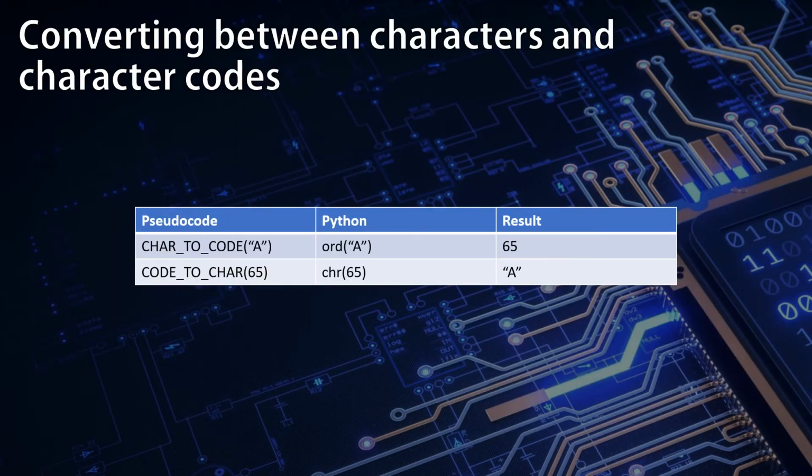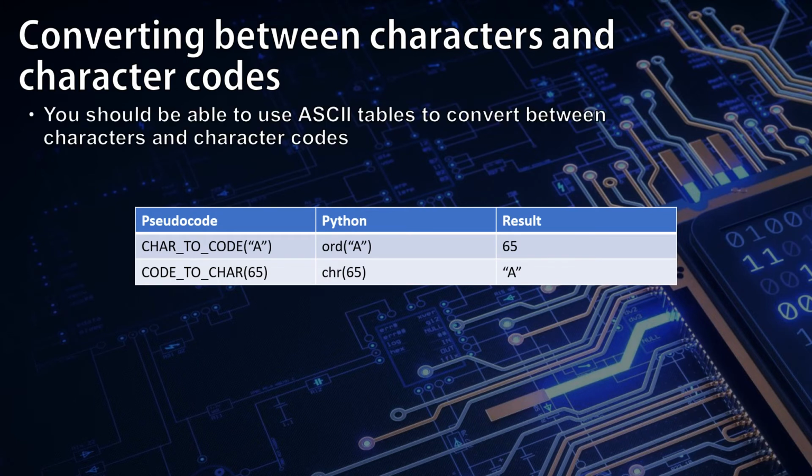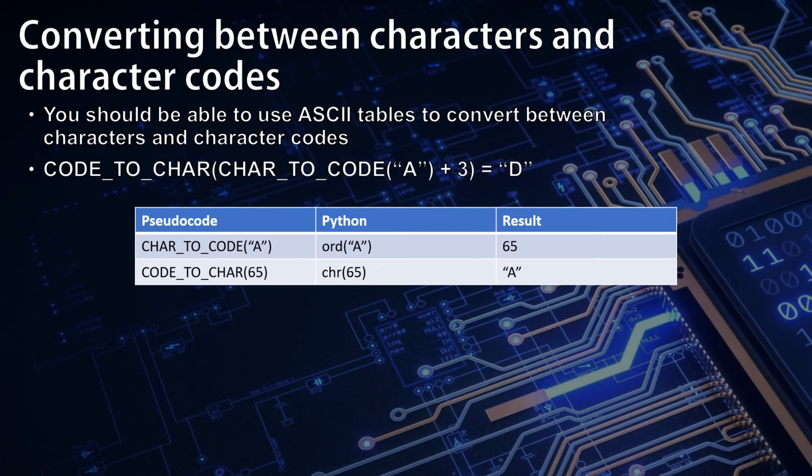You need to be able to convert between characters and character codes. You should be able to use an ASCII table to do this. The pseudocode methods, code to char and char to code, can each be passed either a character or a value and convert from the ASCII value to the character or the character to the ASCII value. You're likely to be asked a question something like this example here, which also relies on your knowledge that characters run in sequence within the ASCII language.